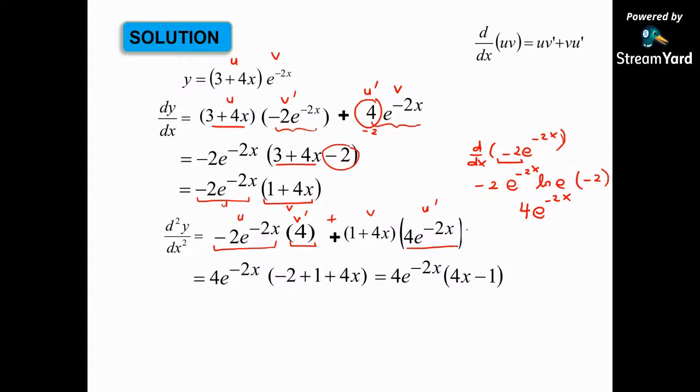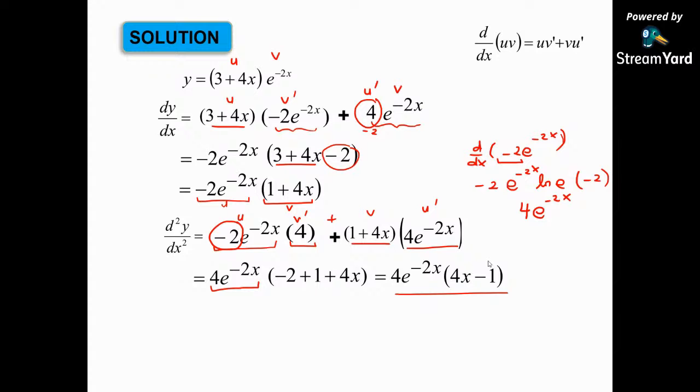This one. And then, of course, we do see 4e negative 2x for both of them. So I factorize out 4e negative 2x. So I will be left with negative 2 here. And then over here, we are left with 1 plus 4x. So we got negative 2 plus 1 plus 4x. So if you simplify them, it will become 4e negative 2x multiplied with 4x minus 1.